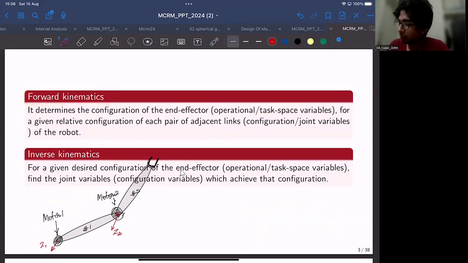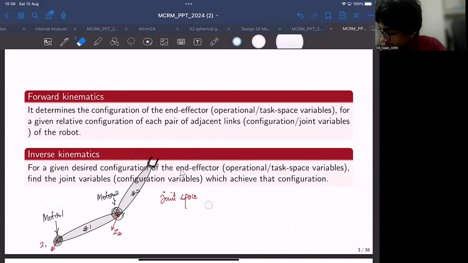So just to give an overview, to recall what these task space variables are, joint space variables.